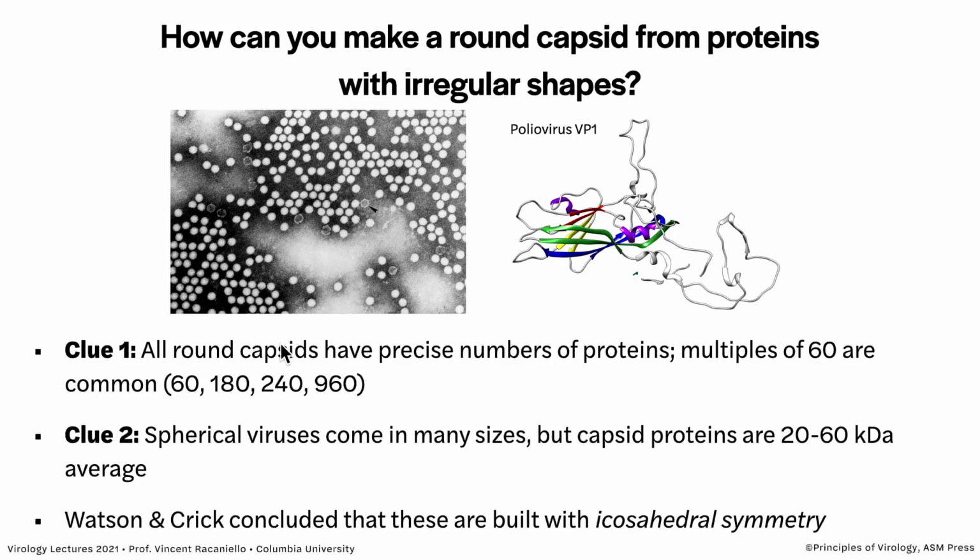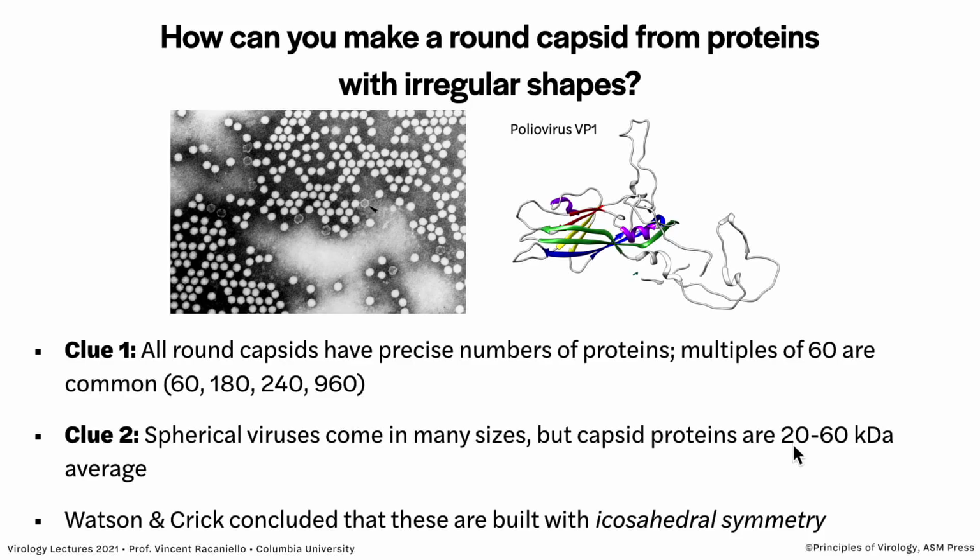Clue 1, all round capsids have precise numbers of proteins, and they're typically multiples of 60, but not always. But they're very common, multiples of 60, like 180, 240, 960. But you'll find some that are not, so don't get upset about that. And 2, spherical viruses come in many sizes, but the capsid proteins are typically between 20 and 60 kilodaltons on average in size, molecular weight.